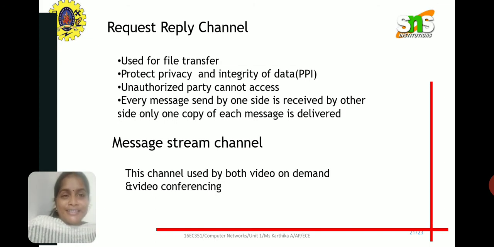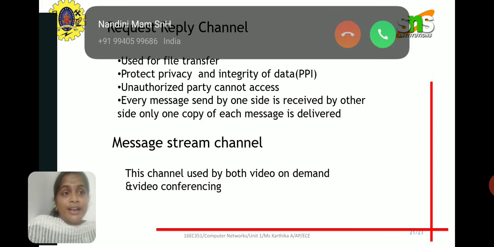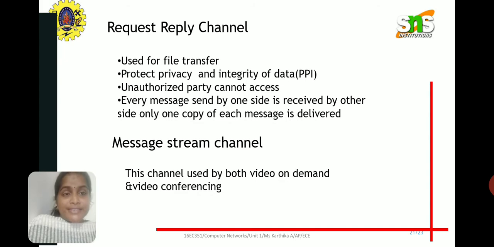An unauthorized party cannot access it because it is a request reply channel, and every message sent by one side is received by the other side. Only one copy of each message is delivered. It should not go with any interrupted service or inoperable conditions. It should not move to the inoperable state either. So we use a request reply channel.